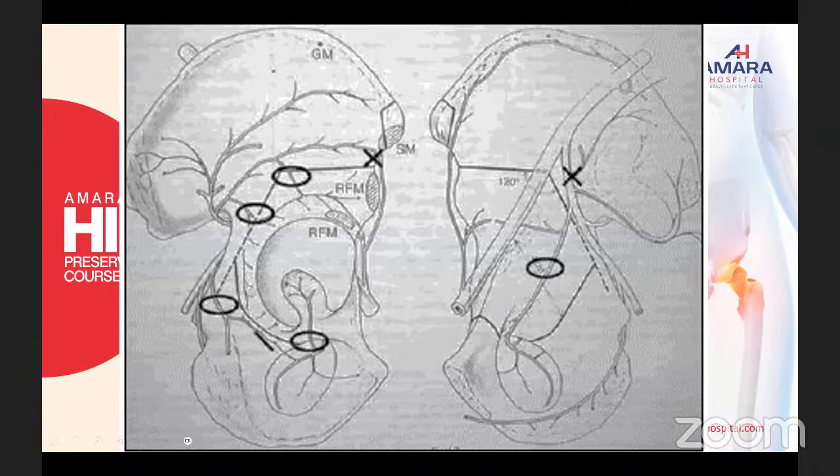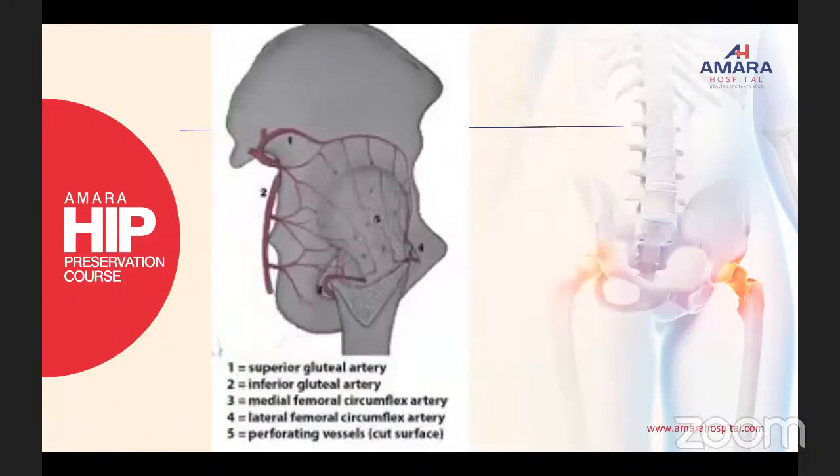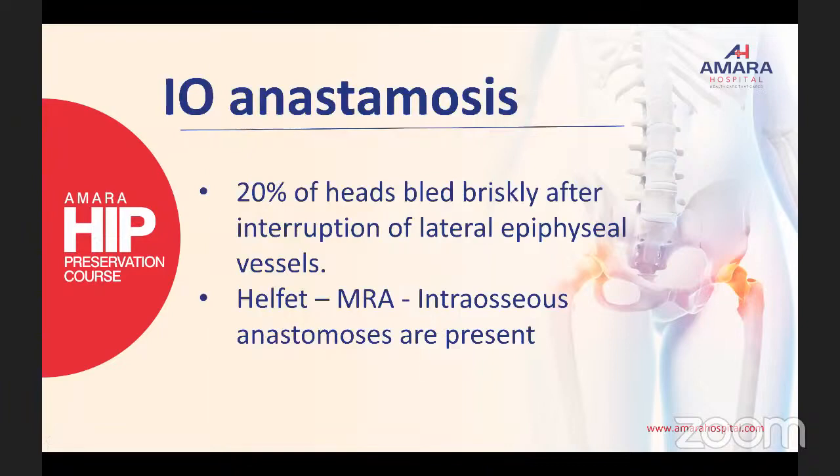We did a study that we're trying to publish. It's in review. When we did total hips and cut the lateral epiphyseal vessel, about 20% of heads still bled briskly, saying that there is alternate blood supply even if these vessels are disrupted. I'm not recommending that you cut these vessels, but damage to vessels does not lead to AVN all the time. To support this, Healey did 2 or 3 MRA studies that showed intraosseous anastomosis between all these different blood supplies.